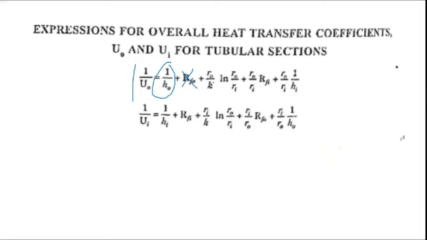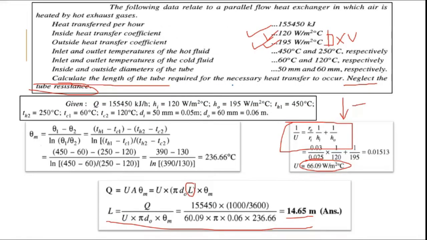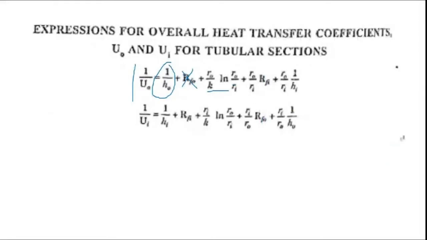Next one is R naught by k. k is the thermal conductivity of the pipe. Did they give any information about the pipe in the question? No, sir. Since no information about the pipe was given, we can neglect this resistance due to conduction. This will be very small because the thermal conductivity value for pipes in heat exchangers will be very high. If thermal conductivity goes up, this term is going to be negligible. So we are going to neglect this term. Next term is again the fouling factor. We are not going to consider it.